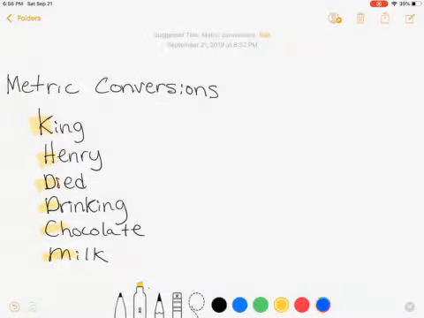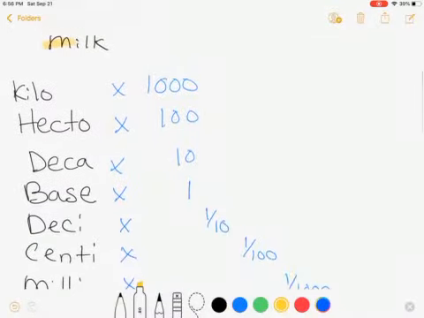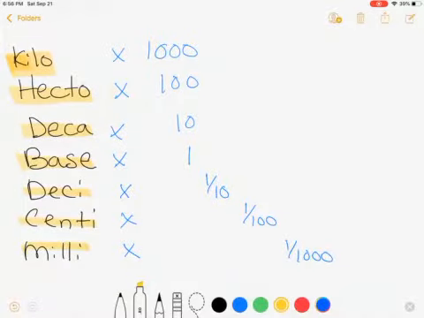And that helps us remember the Latin prefixes kilo, hecto, deca, base, deci, centi, and milli. And the metric system is an international decimal system of weights and measures. So once we know the metric system, it can help us convert.